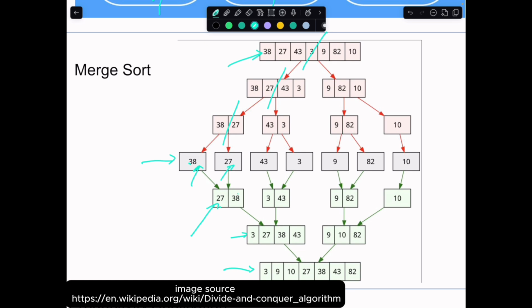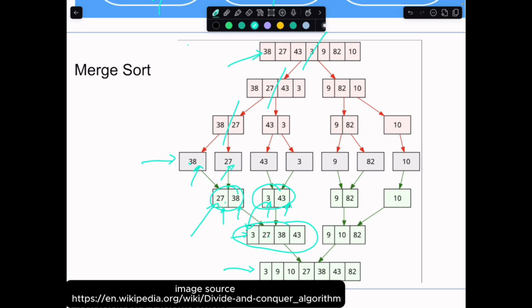So if you're curious, how do you combine these arrays into a bigger sorted array? So here's a concrete example. Because these 2 arrays are already sorted, in order to get this sorted array, you just have 2 pointers, one pointer here and the other pointer here. And then each time you compare, for example, 27 is greater than 3. So you first put 3 here. And then this pointer moves here. So next you compare 27 and 43. You find that 27 is smaller. So you put 27 here and then you move the left pointer to 38.